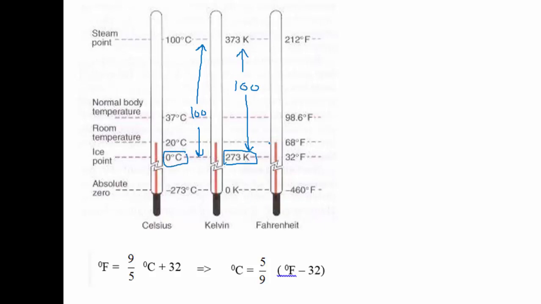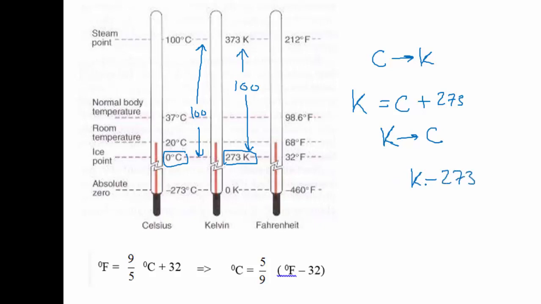So basically, when you want to convert from Celsius to Kelvin, you have to add 273 to the temperature in Celsius in order to convert it to Kelvin. And vice versa, if you want to convert Kelvin to Celsius, and let's make sure this is uppercase K, you have to subtract 273 from the Kelvin temperature in order to convert it to Celsius.